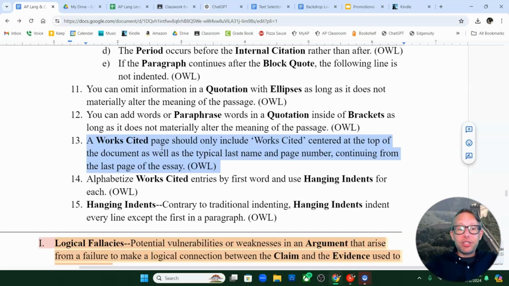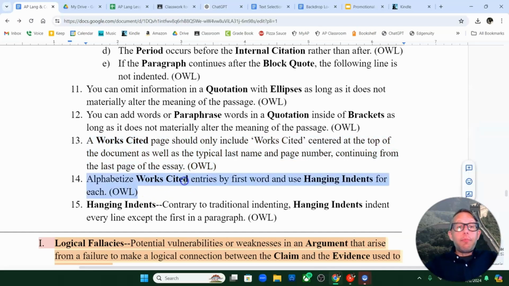So that works cited page is going to just have works cited up at the top. And of course, the document will continue with the last name and page number up there in the top right from whatever the previous page was of the essay. Okay. We are going to alphabetize the works cited entries by first word and use hanging indents for each. Remember, hanging indents are opposite of normal indents. In a normal indent, you indent the first line of a paragraph, right? That's what we all know. But with a hanging indent, you're going to indent every line of a paragraph except the first line.